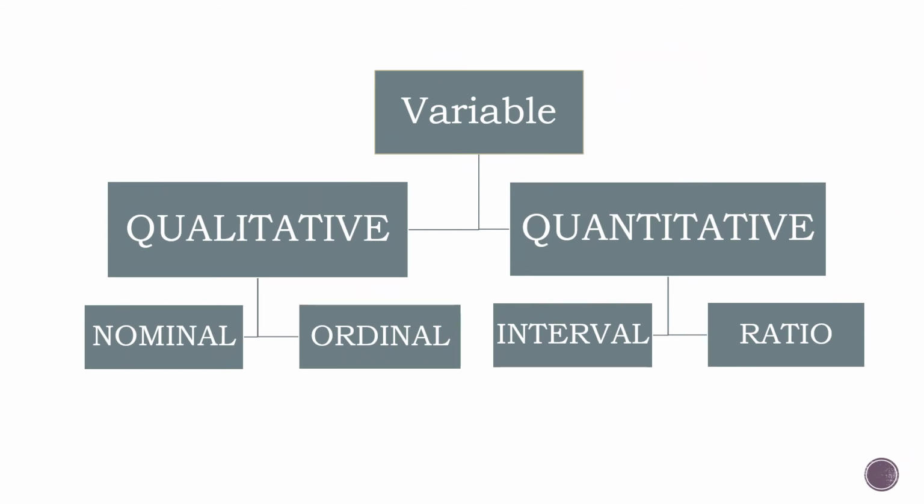Variables in a qualitative research may be measured through a nominal or ordinal measurement, and in a quantitative study using the interval or the ratio measurement.